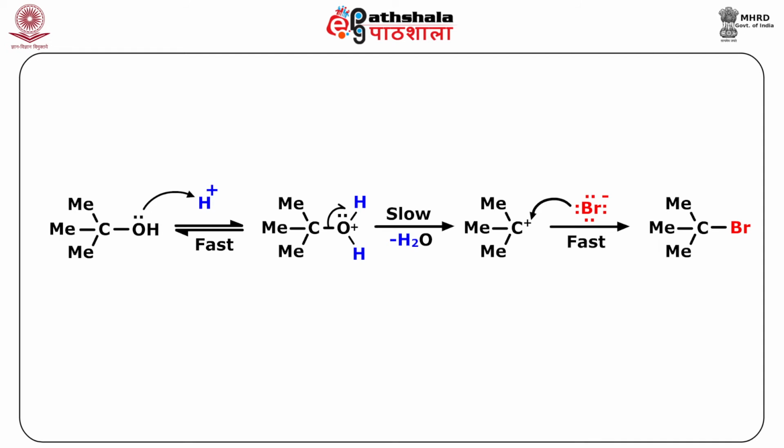The lone pairs on the oxygen make it a Lewis base. Step 2 is the rate determining step. Cleavage of the carbon-oxygen bond allows the loss of the leaving group, a neutral water molecule, to give a carbocation intermediate. Step 3 is the attack of the nucleophilic bromide ion on the electrophilic carbocation, which creates the alkyl bromide, which is the product. This reaction is clearly shown in this figure.